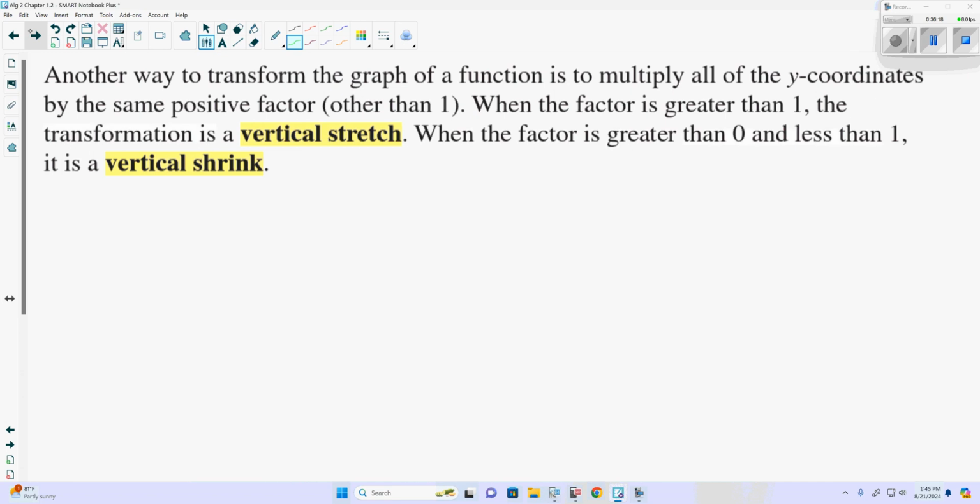Now, the next thing we are going to talk about is vertical stretch and shrink. So vertical stretch and shrink means it's going to either increase faster or slower. But I'm going to stop here. We will pick this up tomorrow.